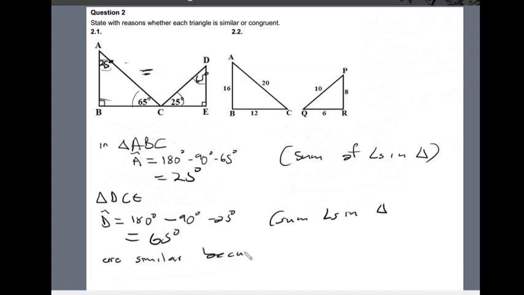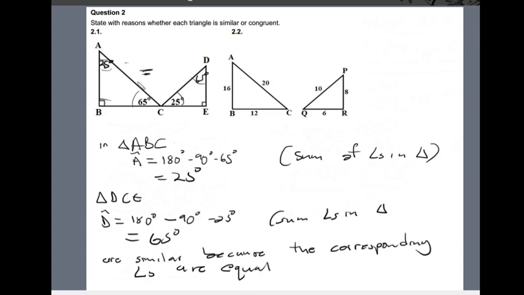because the corresponding angles are in the same proportion. Sorry, they are equal, not in the same proportion. So these two triangles are similar because the corresponding angles are equal.